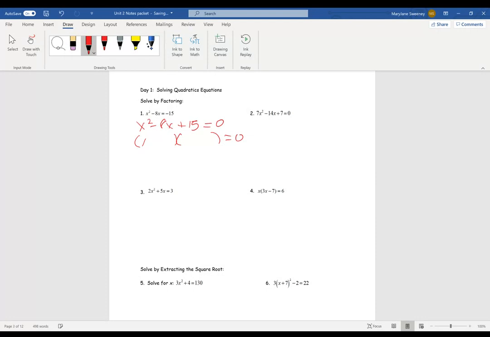Factor. So we want what multiplies to positive 15 and adds to negative 8. So that'd be a negative 5, a negative 3. This is where then you tee it off. If two things multiply to 0, then we know at least one of them is 0. So x could be 5, which would make that 0, or x could be 3, which would make that product 0. x minus 5 times x minus 3.